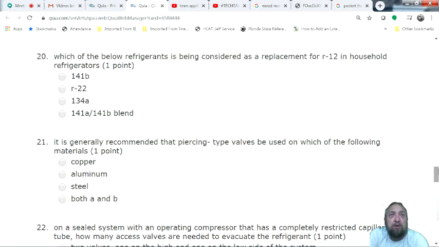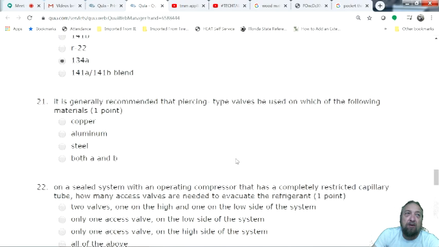Which of the below refrigerants is being considered as a replacement for R12? R32? Or, I'm sorry, R22? No, R22 is for air conditioners. What do we use in refrigerators now? 134A. This question is so old that you guys haven't even seen an R12 unit. Okay? And now, what is 134A going to be turned into? R600. Very good.